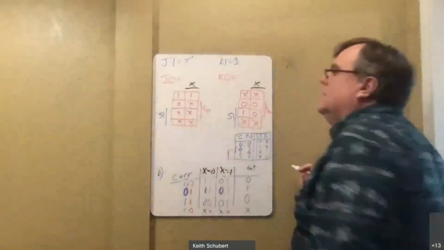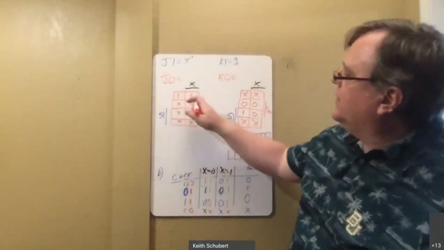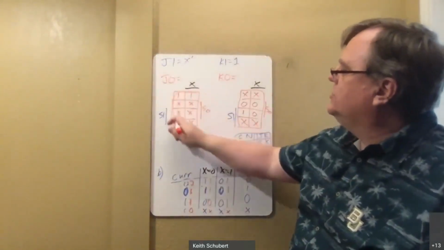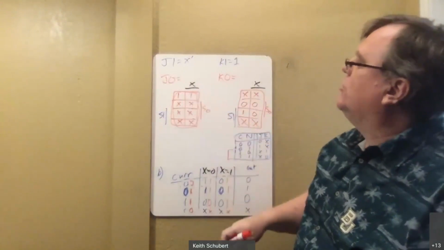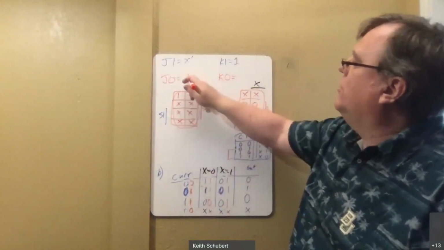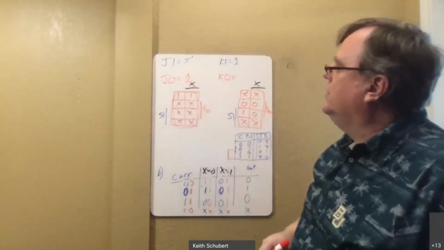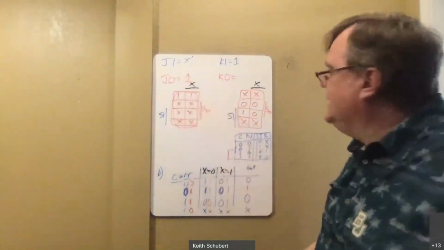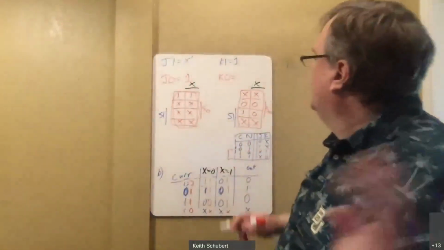Yes. Now we just do encirclements. So the encirclement over here, I've got 2 1s, everything else is X. So the best encirclement I can do is encircle everything. So J0 is equal to a 1. That's a nice, easy encirclement again.